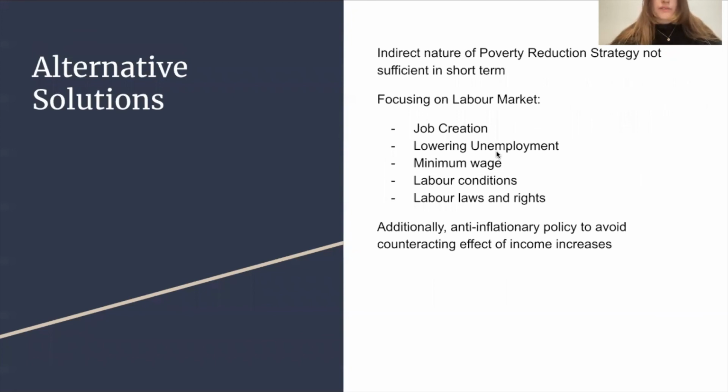Alternatively to the techniques implemented in the poverty reduction strategies, which include indirectly addressing the issue of poverty by tackling factors such as electricity, natural resources, or diversification, countries should address poverty more directly by focusing on job creation and the labor market, decreasing the unemployment rate, increasing minimum wage, and improving labor conditions and laws, as well as focusing on factors such as the price level in order to avoid inflation.